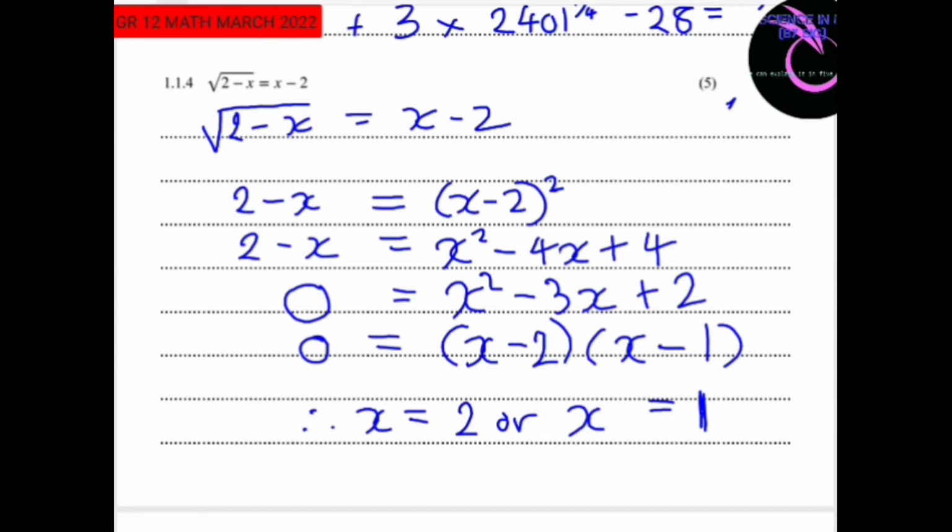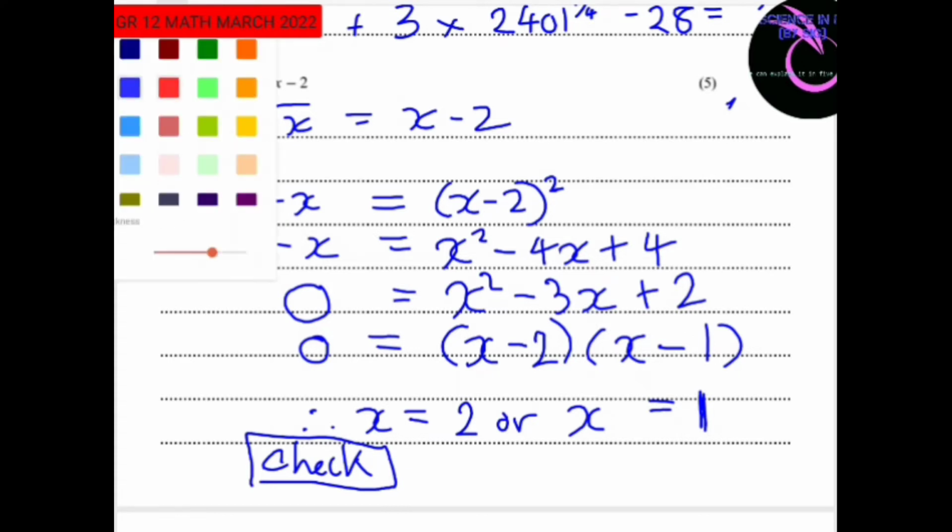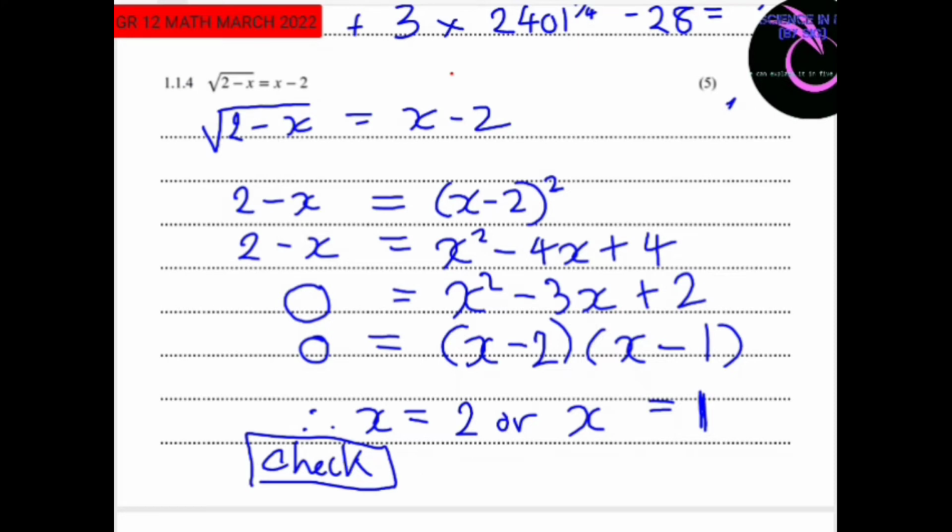The trick now with equations with surds is we can't just run away with our answer, we have to check the solution. In other words, if you substitute 2 where there is x, you get the same result. So for example, 2 minus 2 is equal to 2 minus 2, I get 0 equals 0. So x equals 2 is fine.